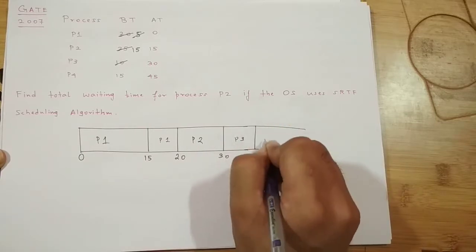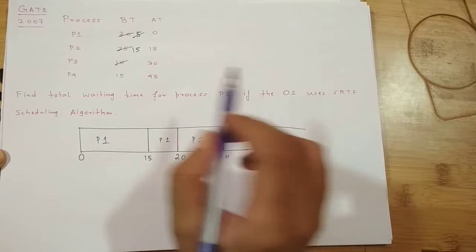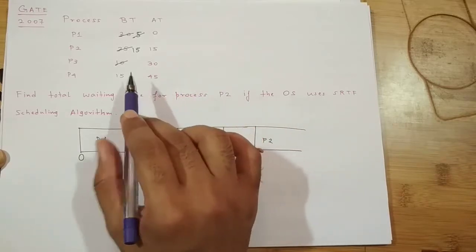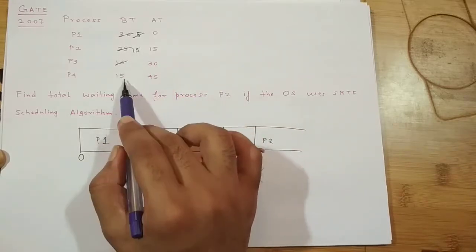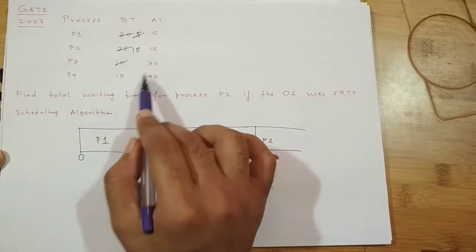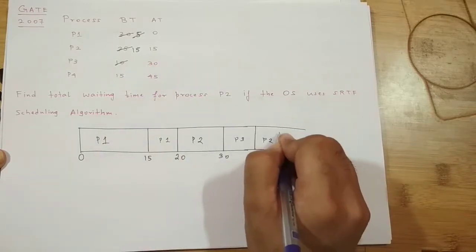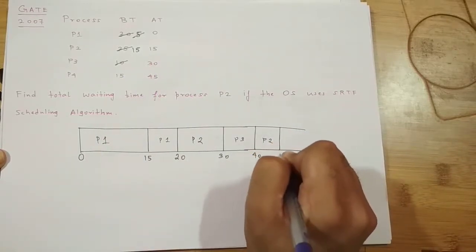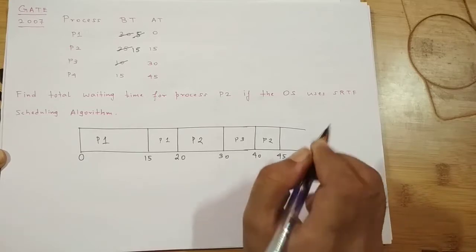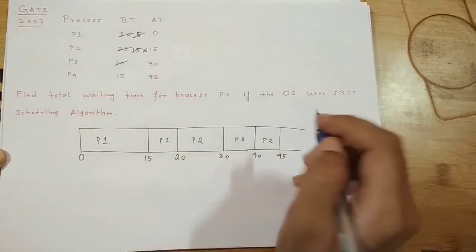So what we do is we schedule P2 for how many units? Let's schedule it for 5 units because at 45th unit of time, we will have a contention between P2 and P4. The one with the lower burst time at time interval 45 will get hold of the CPU. So let's just schedule P2 for 5 units. So we get 45. Now P2 is left with a burst time of 10.